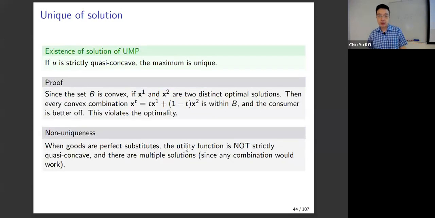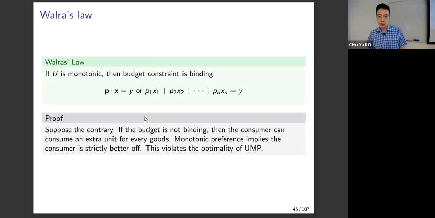Equilibrium exists, and it's unique under strictly concave preferences, okay? And Walras' law tells us we'll consume the budget. The reason is because of monotonicity, right? If not, then you could consume more, right?